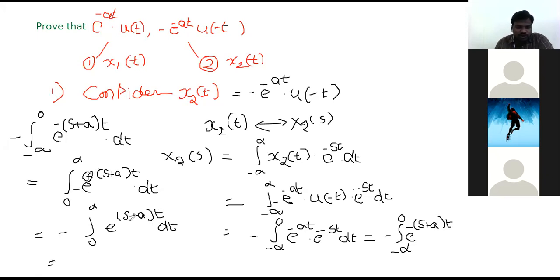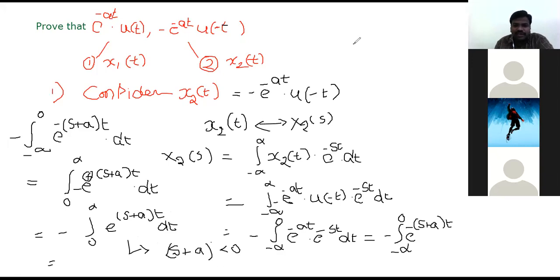So what is the region of convergence for this function to converge? If you consider the function as it is, that function may diverge. But if you want a convergent function, you must select s plus a to be less than 0. That means it must be a negative value. Then only this integration may converge. Otherwise the integration will diverge.